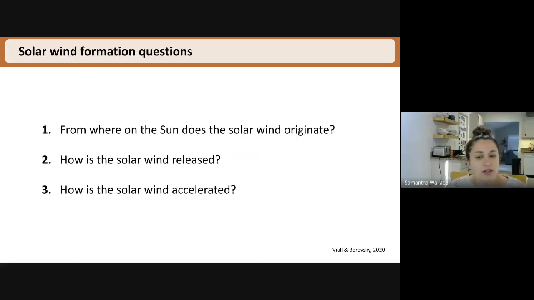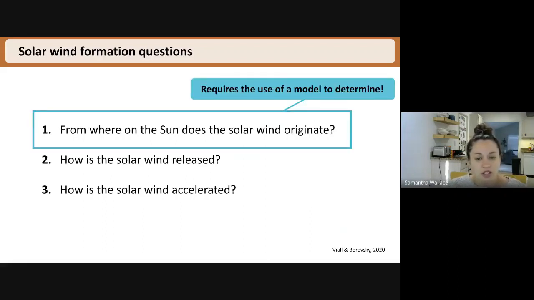So from the same review, they synthesized three questions that pertain to solar wind formation. Where on the Sun does the solar wind originate? How is it released? And how is it accelerated? The answer to the first question for a given set of observations can really only be determined through the use of a model. We discuss these other ways in which we talk about source and other methods to relate what we see in the solar wind to what we observe in the corona. But if we're going to talk about source more specifically, we would need a model to be able to connect in situ observations back to their source.